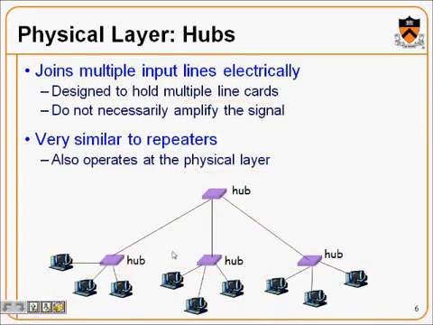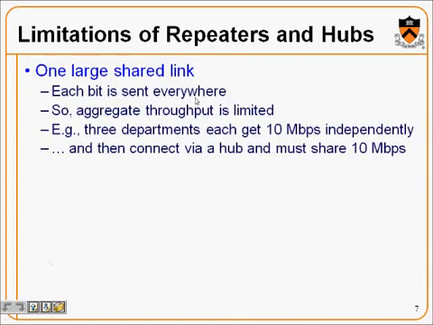Moving forward, what are the limitations of repeaters and hubs? One large shared link. One of the problems is that they have a shared link. Each bit is sent everywhere.